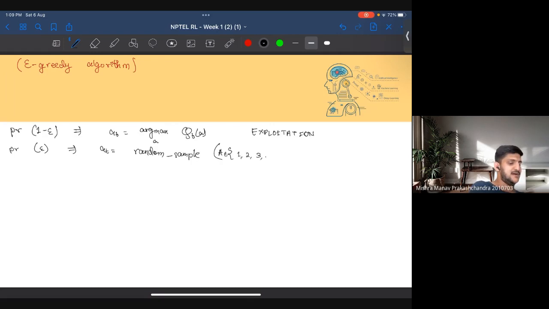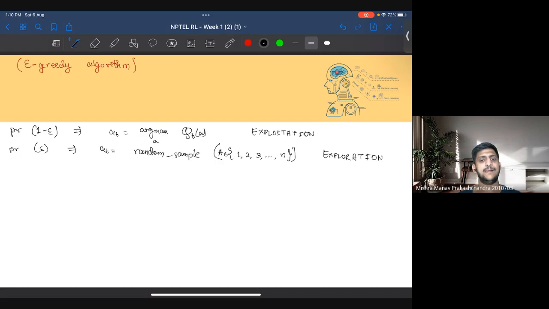which is the set A containing the arms that you need to pull. Okay, so this is an exploratory action. Most of the time you take actions that exploit the system, the known value-based method that you have, and sometimes you take a random sample. So with probability epsilon, you do some exploration. So this is what the epsilon greedy algorithm is all about.